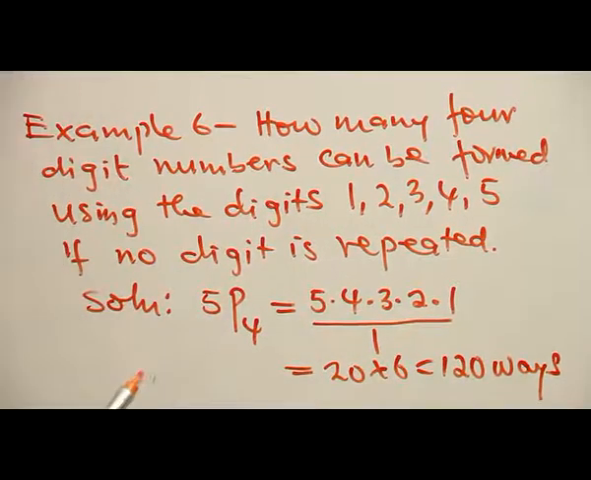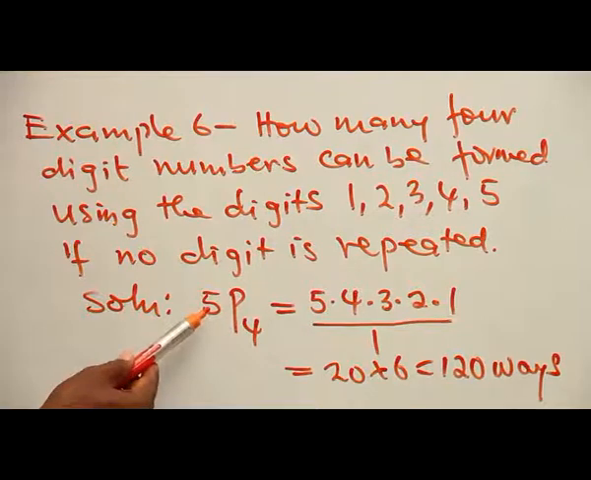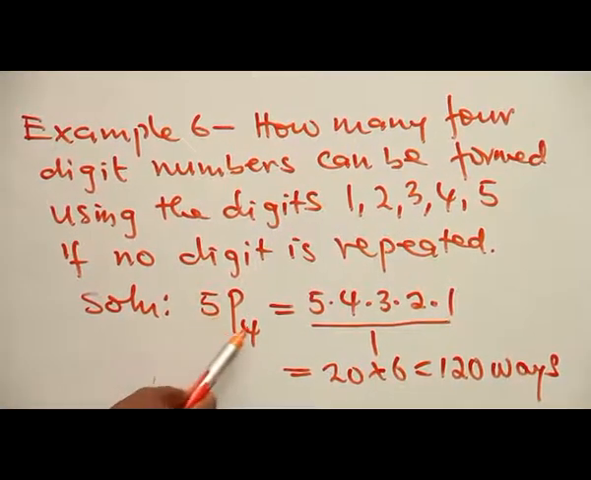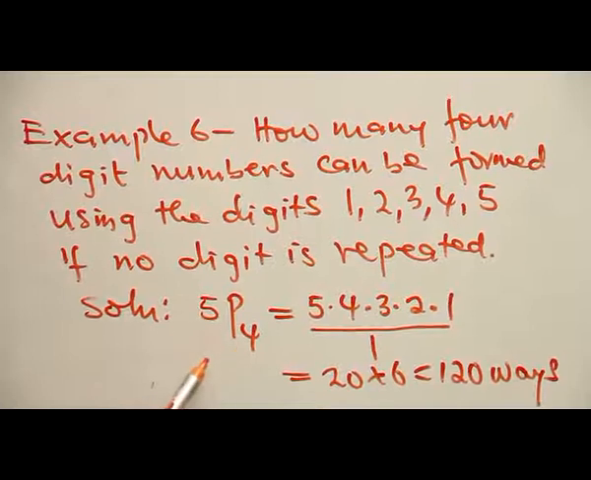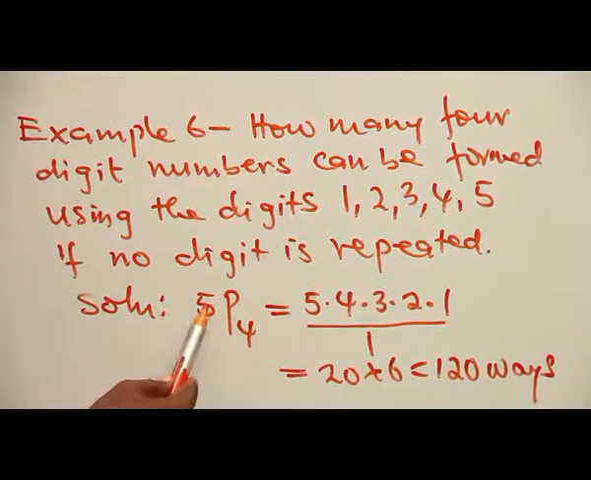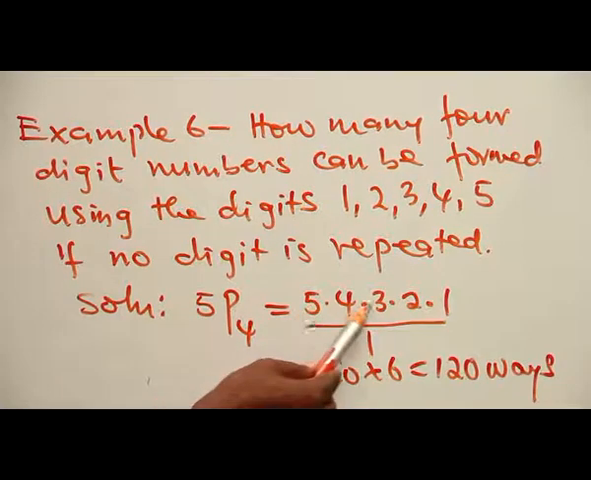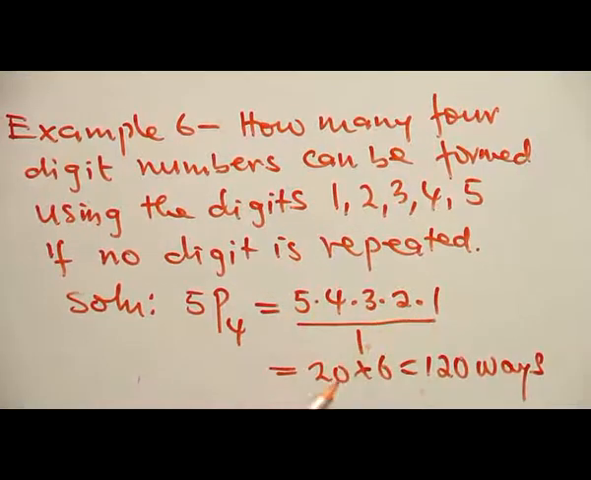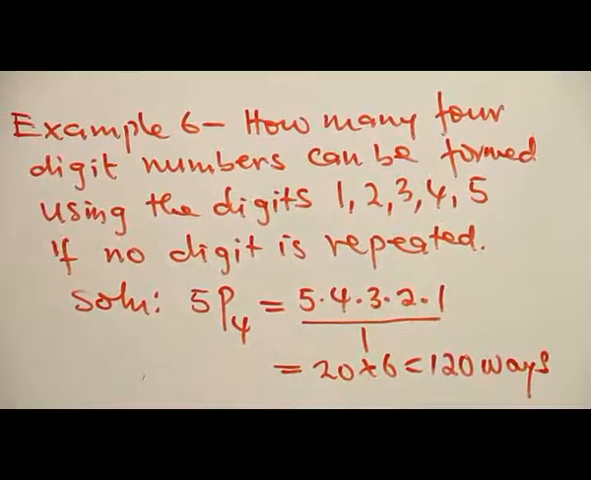Just like what I did in example number 5. All I have said here is this is 5 factorial all over 5 minus 4 factorial, which will give you 1 factorial. And 1 factorial is 1. And then 5 factorial is 5 times 4 times 3 times 2 times 1. 1 will cancel 1 and you multiply this out and that is the result.